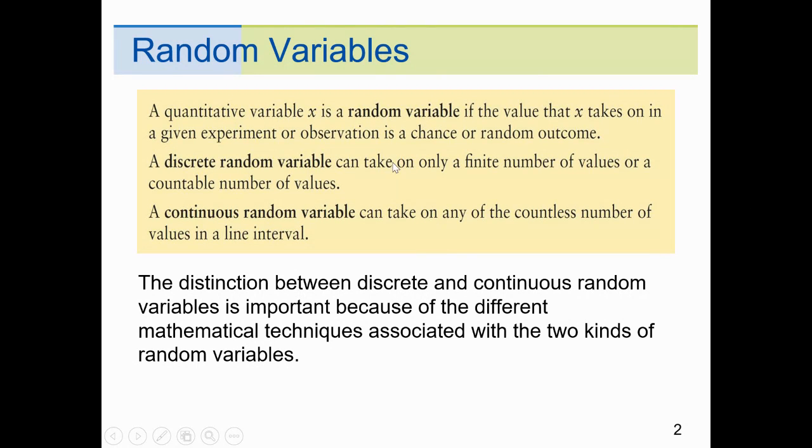A discrete random variable can take on only a finite number of values. A continuous random variable can take on a countless number of values. We're going to be working with continuous random variables. The distinction between discrete and continuous is important because of the different mathematical techniques associated with the two kinds.